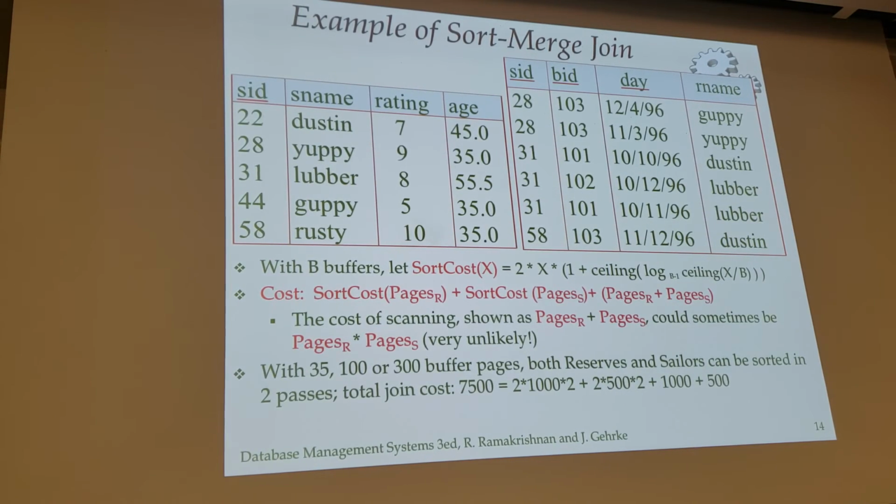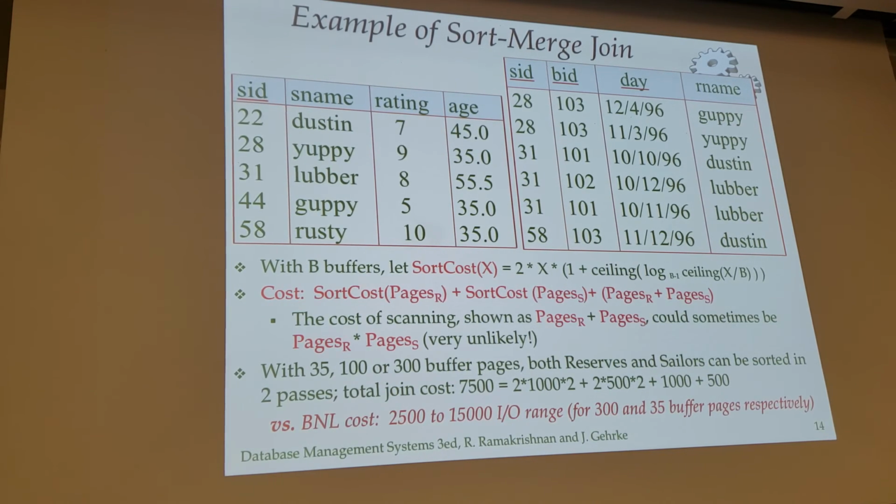So basically, you end up getting a join cost, which is the cost to sort reserves, which is 2 times 1,000 pages in R times 2, because it's 2 passes. So that's the 1 plus ceiling, etc. It's just gonna be 2. Plus the same thing with respect to sellers. And then adding together the pages of R and the pages of S. So that's gonna come up to 4,000, right? Plus 2,000, plus 1,000, plus 500, which is 7,500. So that's gonna be the cost of using that algorithm in that case.